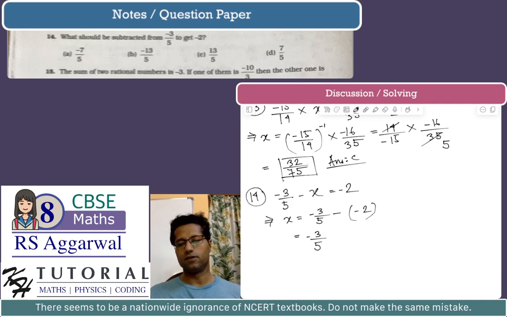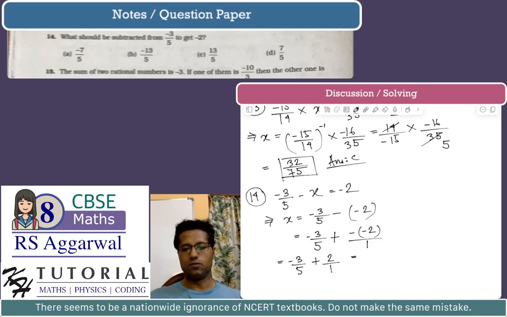Now this is a difference of two rational numbers, and we know how to express a difference of two rational numbers using addition of rational numbers and additive inverse of the rational number that needs to be subtracted. So this will be minus 3 by 5 plus additive inverse of minus 2, that is minus of minus 2. And in the rational form we can always consider the denominator as 1. So this becomes minus 3 by 5, minus of negative 2 is 2, so this is 2 by 1.